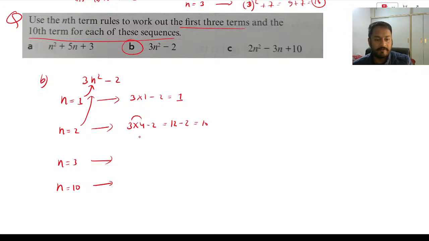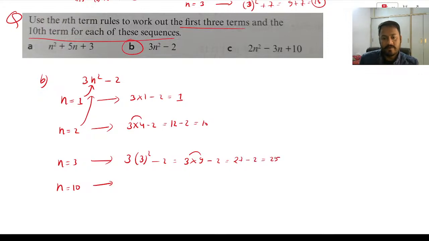So if I write 3 and then 3 square minus 2, so it is 3 into 3 square is 9. 9 minus 2. 9 3s are 27. 27 minus 2 is 25. Okay. 25 is the answer. So they are saying 27. I think it is 1, 10 and 25.